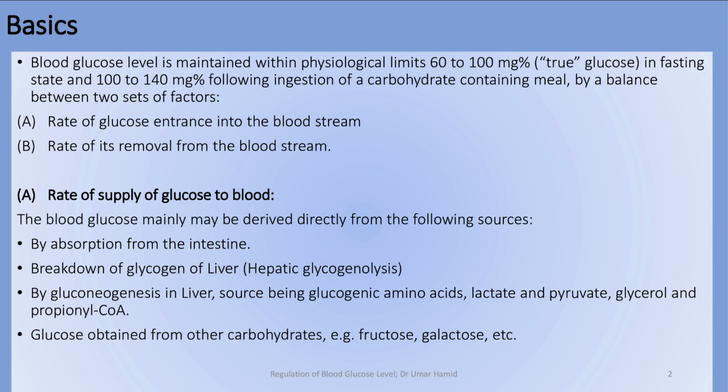Rate of supply of glucose to blood. The blood glucose mainly may be derived directly from the following sources. By absorption from the intestine. Breakdown of glycogen of liver, hepatic glycogenolysis. By gluconeogenesis in liver, the source being glucogenic amino acids, lactate and pyruvate, glycerol and propionyl-CoA. Glucose obtained from other carbohydrates, for example, fructose, galactose.